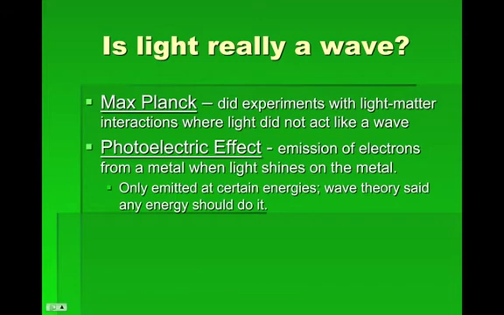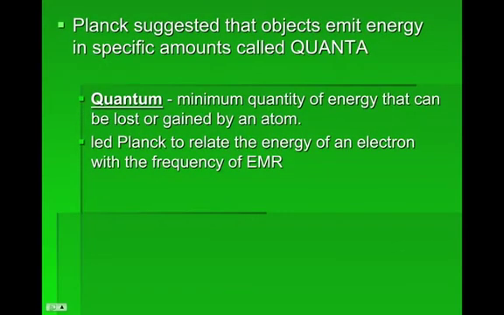Well, Max Planck proved that that wasn't the case. He said that only specific energies would cause the photoelectric effect. And because of that, light can't be a wave. Light has to be individual quantized particles. So that led to the particle theory of light. He said that the energy the objects emitted came in packets called quanta. And a quantum is the minimum quantity of energy that can be lost or gained by a particular atom.